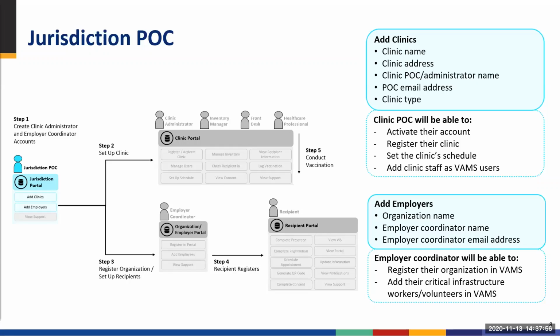I've also heard from Matt Smith with IIS Frontline Workers 2 weeks ago. He's an employer coordinator whose organization has critical infrastructure employees he wanted to add in the system so they can become eligible to receive COVID-19 vaccination. I added IIS Frontline Workers as an organization in VAMS by entering their name, the employer coordinator's name, which was Matt, and his email.